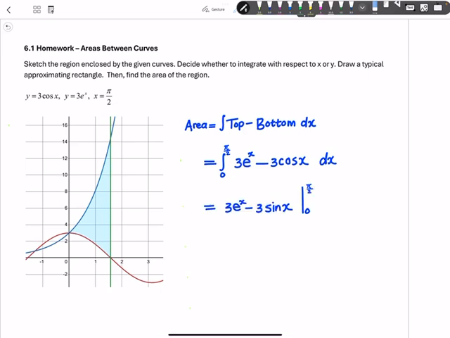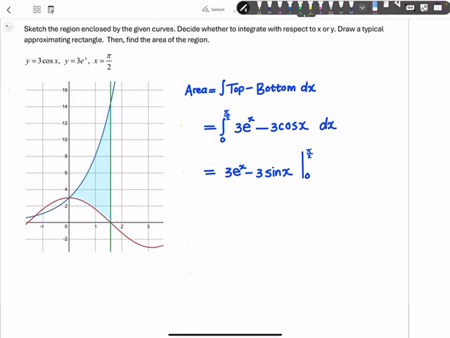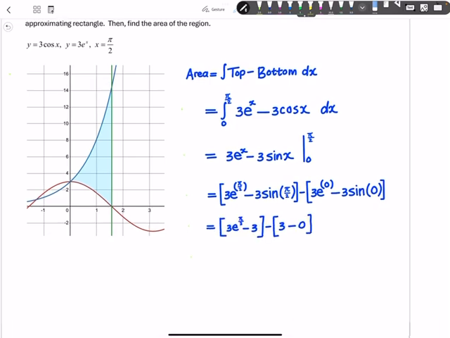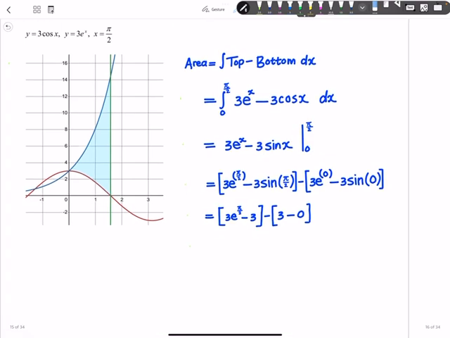We just go through the steps of evaluating. The integral of 3e to the x is just 3e to the x. The integral of minus 3 cosine of x will be minus 3 sine of x. Evaluate from 0 to pi halves, very methodically plugging in top minus plug in bottom. If you want to give your answer as an exact value, you will do this by hand. I get 3e to the pi halves minus 3 minus 3 minus 0. Simplification gives 3e to the pi halves minus 6. That is about the cleanest exact answer I can give.